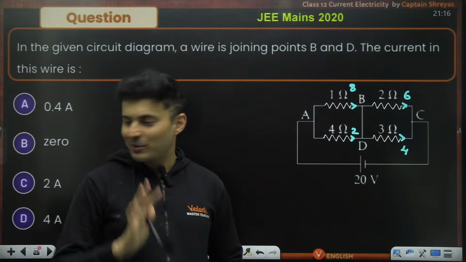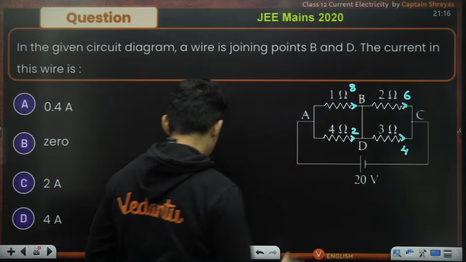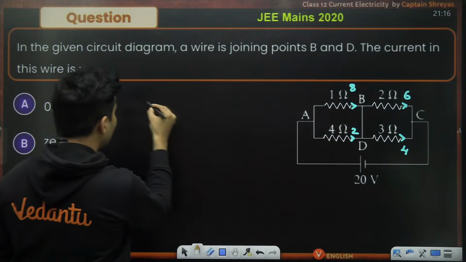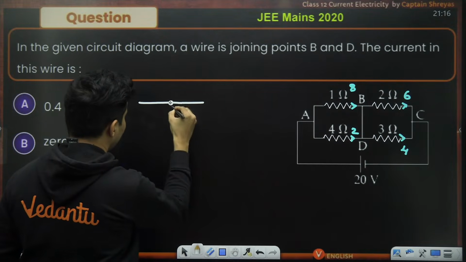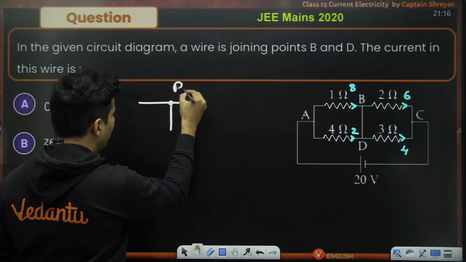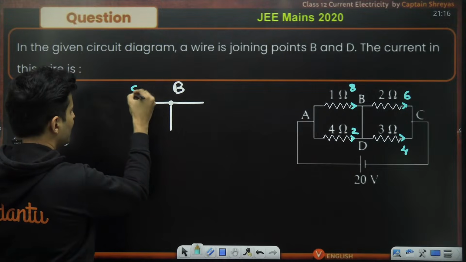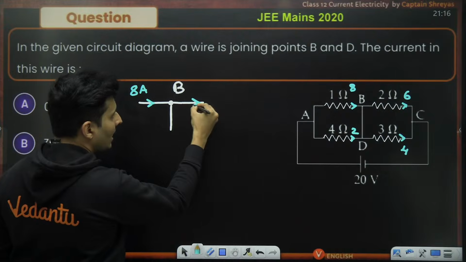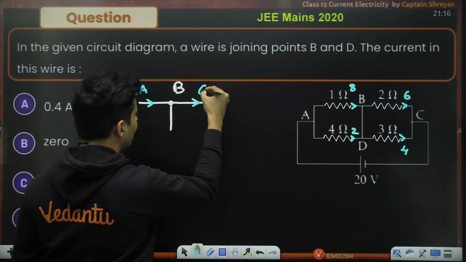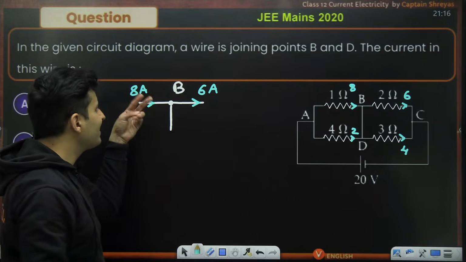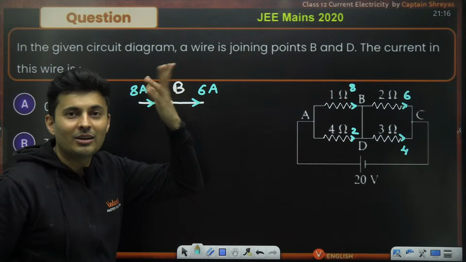Now I think you will be able to get it. Guys, see what is happening at point B. 8 amperes is entering in and here 6 amperes is going out. Where is the remaining 2 amperes going?